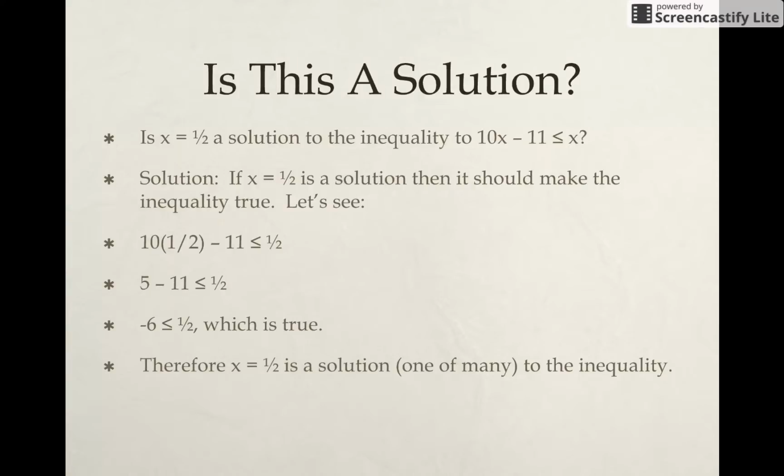All right. When we let x be 1/2, we have 10 times 1/2 minus 11 is less than or equal to 1/2. 10 times 1/2 is 5. 5 minus 11 is negative 6. So we have the statement negative 6 is less than or equal to 1/2. And that's a true statement. Therefore, x equals 1/2 is a solution. Again, it's one of many to this inequality.